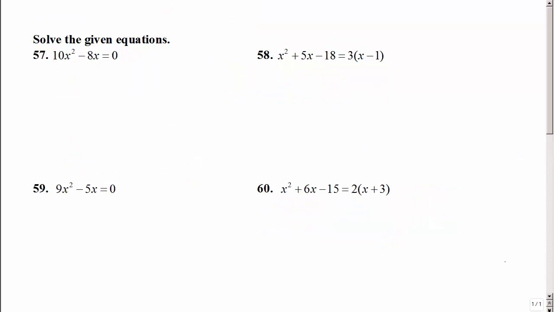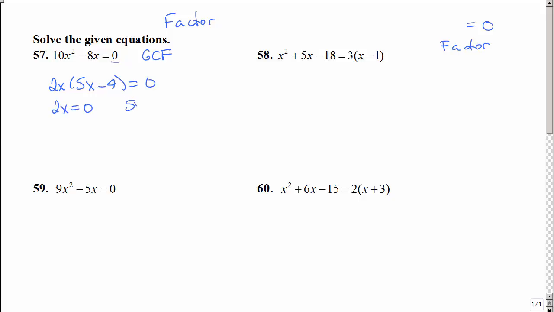These are quadratic equations that we're going to be solving by the factoring method. You need to set it equal to 0. We need to factor, and we need to set each factor equal to 0 in order to solve. So number 57 already has that very important 0. So we're just going to factor, and we're going to look for that GCF of 2x. Then you set each factor equal to 0 and solve that resulting linear equation. So dividing by 2, here we're going to add 4 and divide by 5. So we have two solutions.